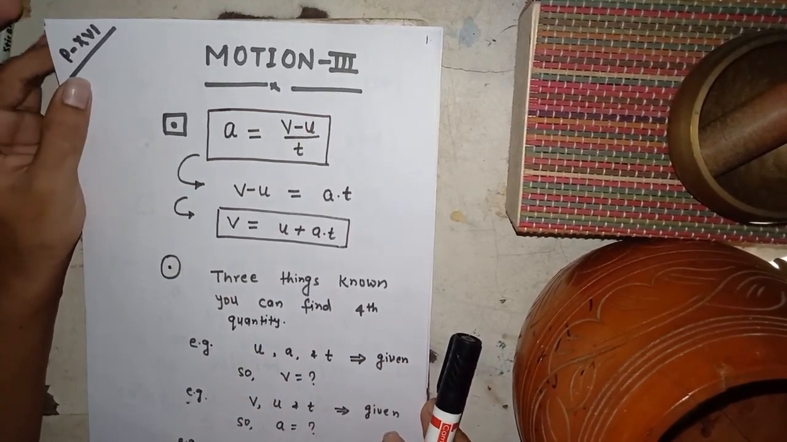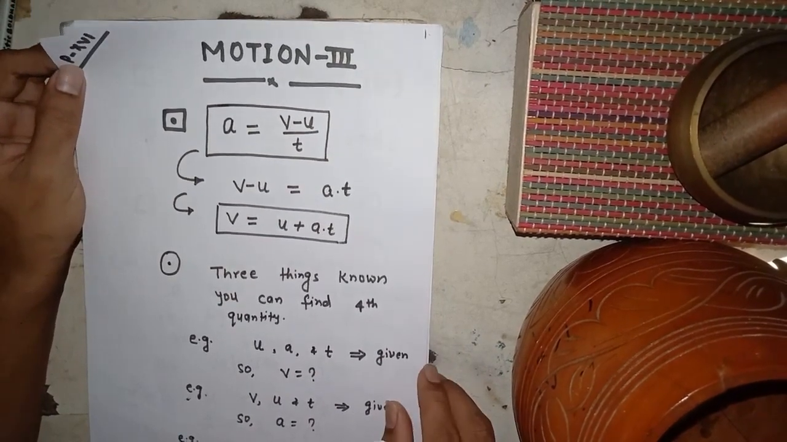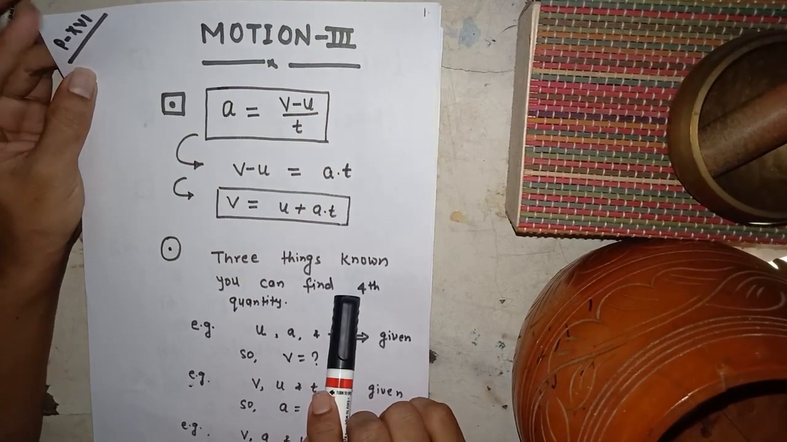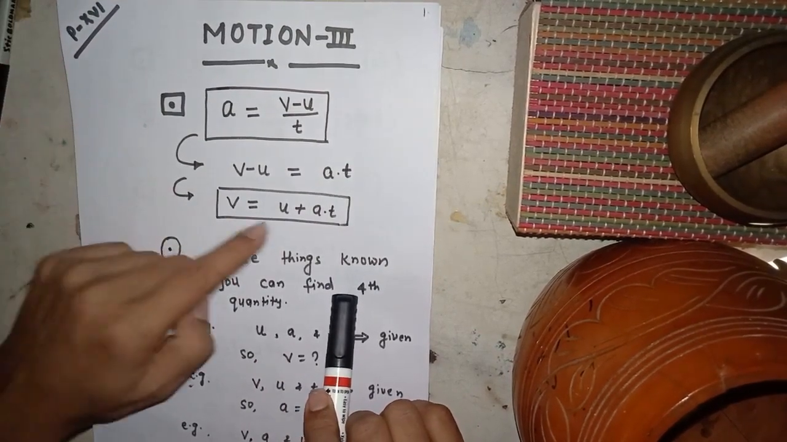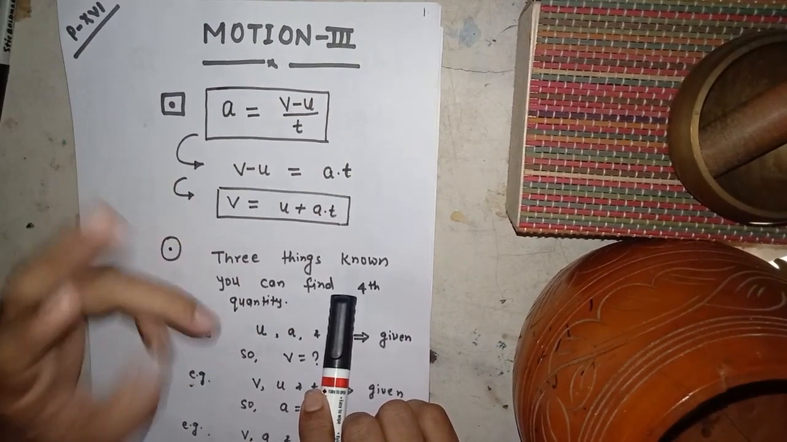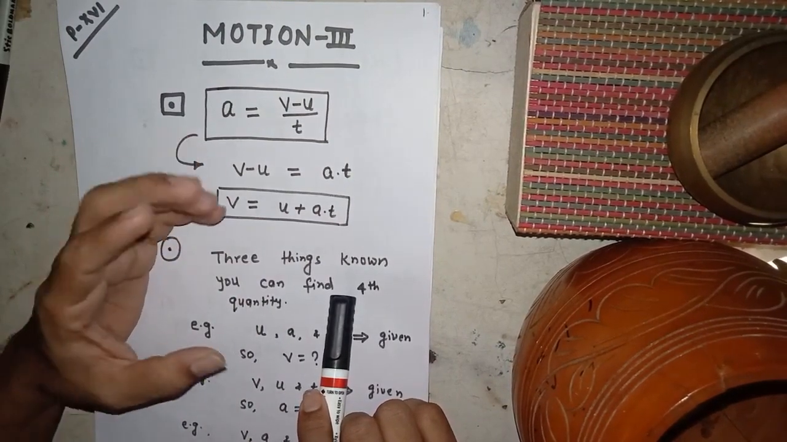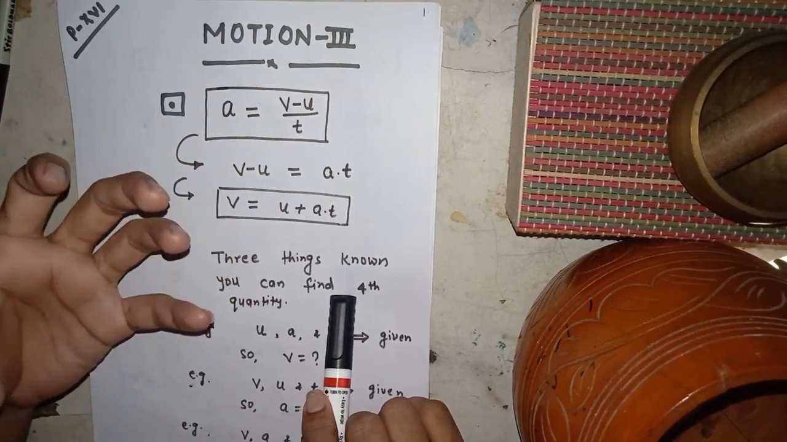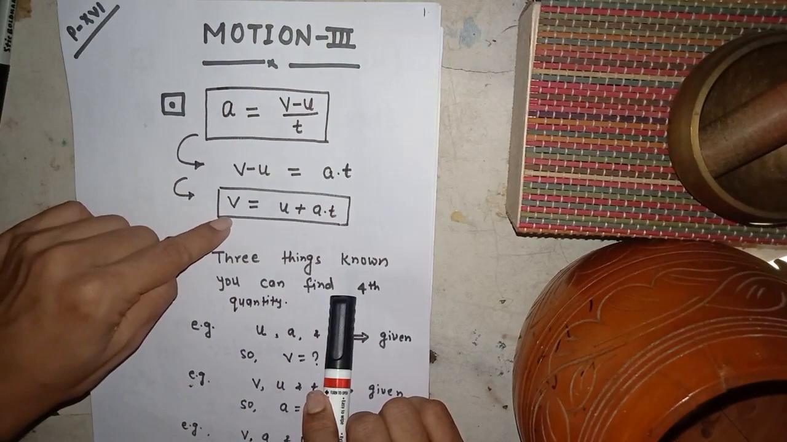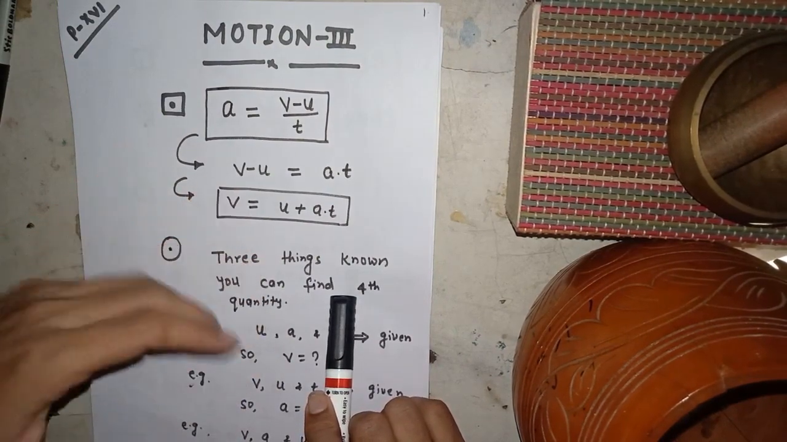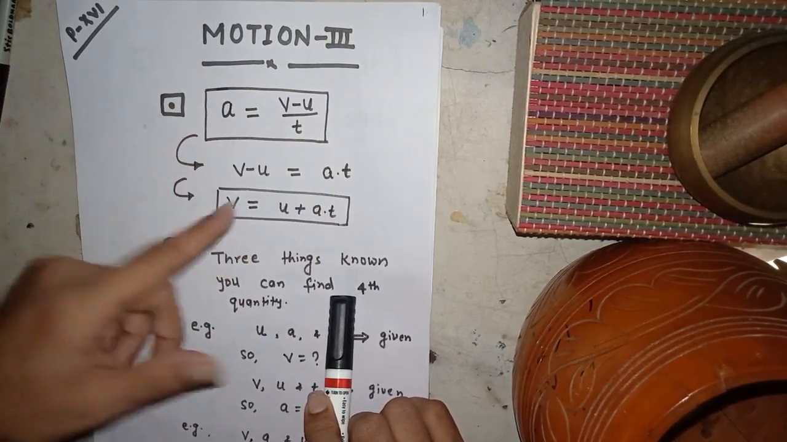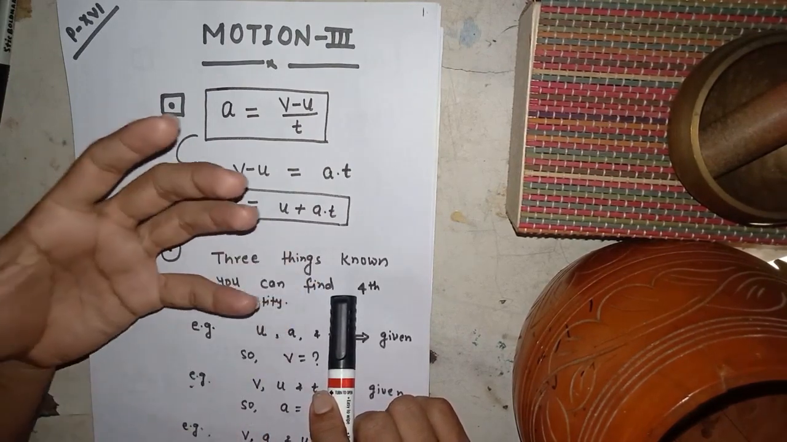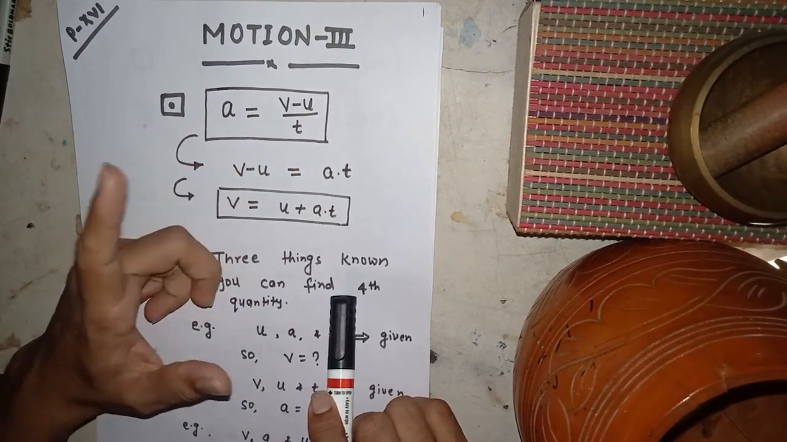So what I am going to deal with here is, if three things are known, let us say u, a, t, three physical quantities are known, then you can find the fourth quantity by using the relation. That means v is the unknown or fourth quantity. You can find it by the relation if the three quantities are already known in the problem. Have you got my point?